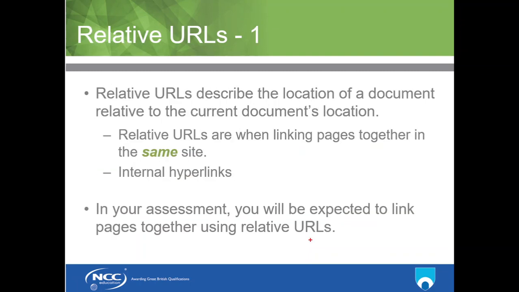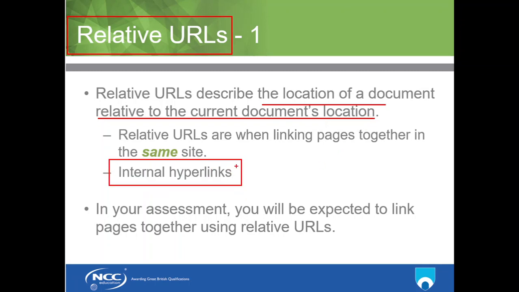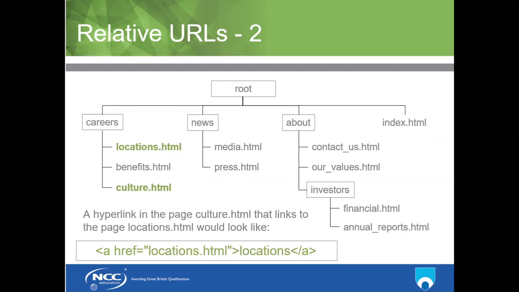Okay, the other type of URL is called relative URLs. A relative URL is used to describe the location of a document relative to the current document's location. So they are also called internal hyperlinks because they are used to link pages together in the same website. So that is what we call a relative URL. Now, normally, this will be the structure of your website. You have the root folder.